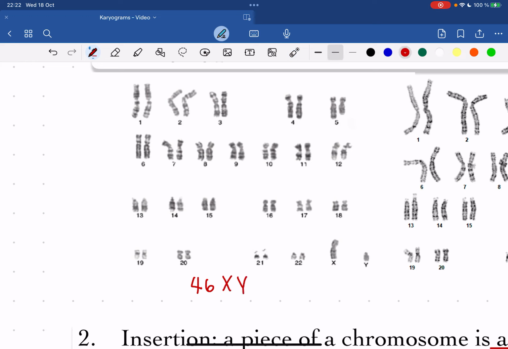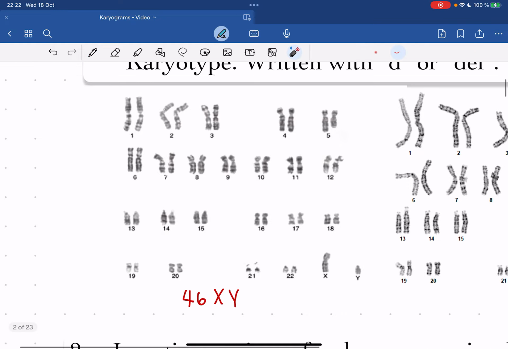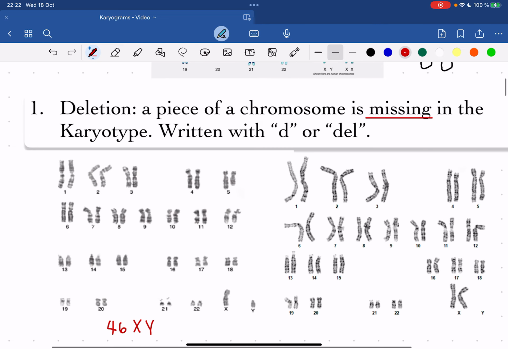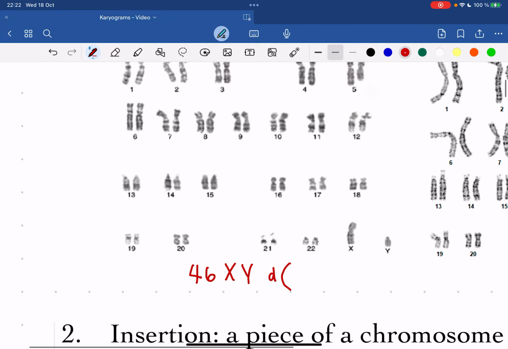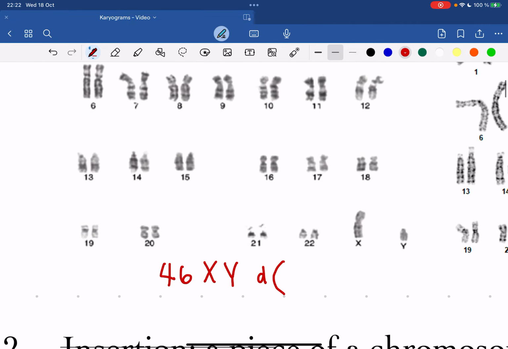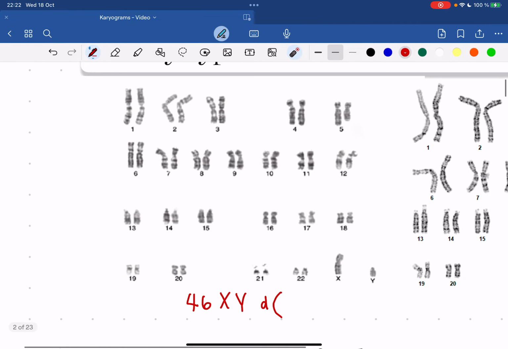And then what kind of chromosomal aberration do they have? Now we know it's deletion on 5, and we write deletion with a D or a del. So D and then parentheses. We write the number of the chromosome pair that is affected. So it would be number 5 here. So we write down 5.